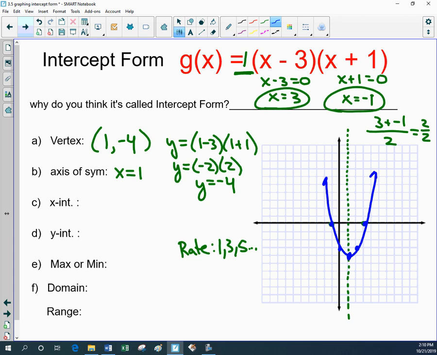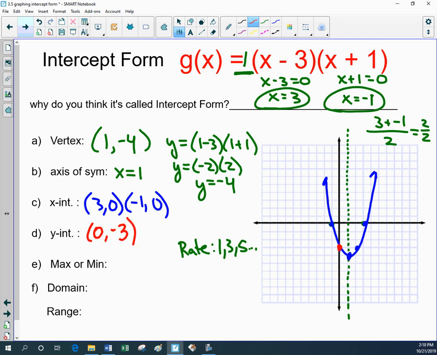Okay, so to answer some of these questions, the x-intercepts, we already located those. So the x-intercepts are at (3, 0) and (-1, 0). The y-intercept, so if we come over to the graph over here, we see that it crosses the y-axis at (0, -3).